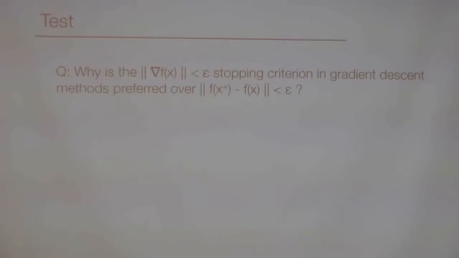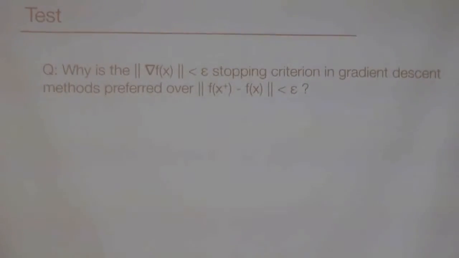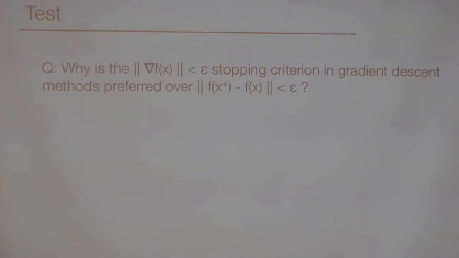Okay, next question. We have seen that gradient descent methods are iterative methods, for which we need some kind of stopping criterion. And we have seen various stopping criteria, and we said that the first one, where we essentially stop the iterations when the gradient is small, that's what this says, is preferred over the second criterion, which compares the function values at 2 consecutive iterations. What was the argument? Why do we prefer this stopping criterion over this one?